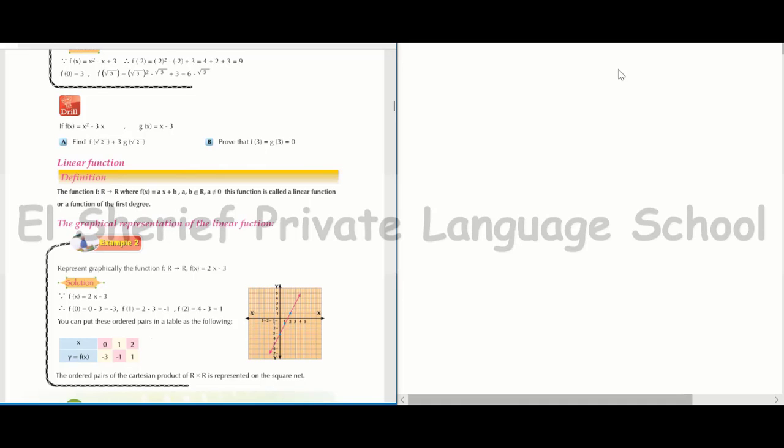النهاردة هنعرض مع بعض some kinds of polynomial function. Number one, the zero degree function اللي هي طبعا ايه الاسم بتاعها اللي المتداول بينا هيبقى constant function.